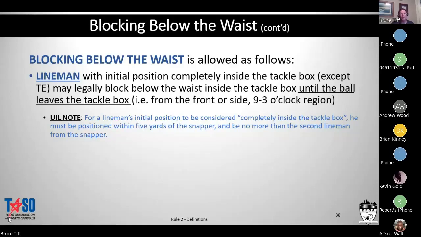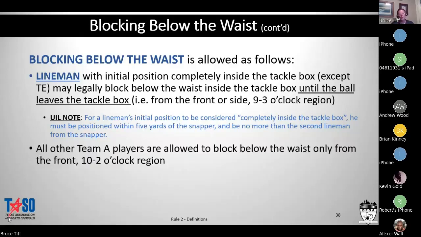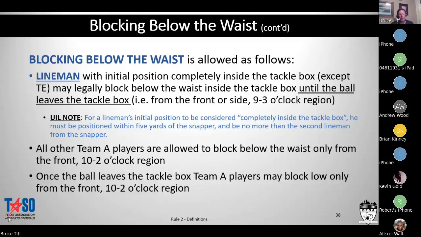All other Team A players are allowed to block below the waist only from the front at the 10 to 2 o'clock region. That's the restricted blocking that we talked about earlier. Once the ball leaves the tackle box, Team A players may block low only from the front, only in that 10 o'clock to 2 o'clock region. So even though these linemen were able to block from the 9-3 region, they can only do it while the ball is in the tackle box.